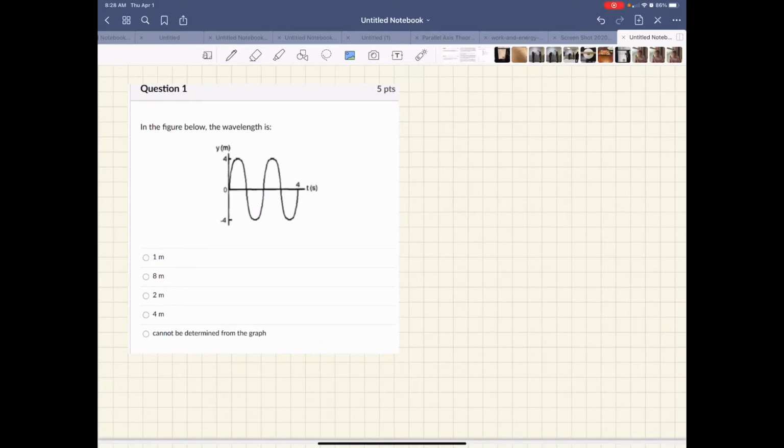Okay, so question 1: in the figure below, the wavelength is 1 meter, 8 meters, 2 meters, 4 meters, or it cannot be determined. There's a short answer to this, but let's go through a little bit of learning, because I am a teacher, so you're going to have to deal with it.